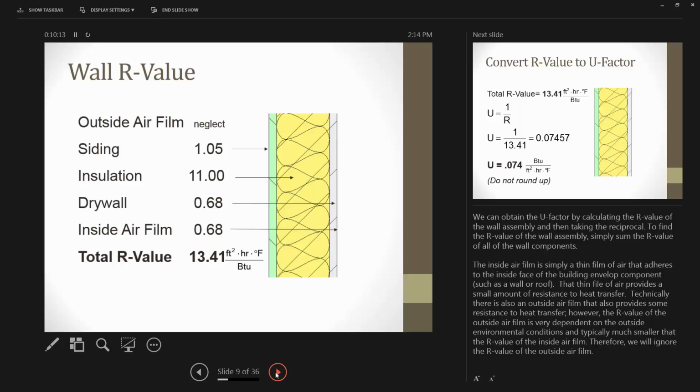So fairly straightforward and pretty simple. In order to get the total R value of the wall, it's the sum of all the materials' R values. Those R values are pretty easy to get. There's a lot of different manufacturers' information. You can get general tables for basic building materials, but it's not that difficult to get the R value of materials.